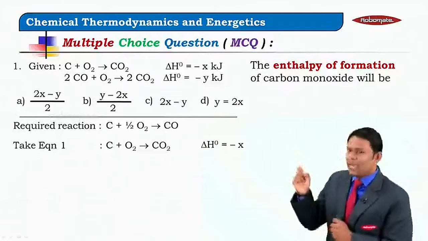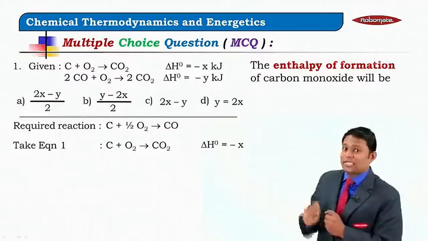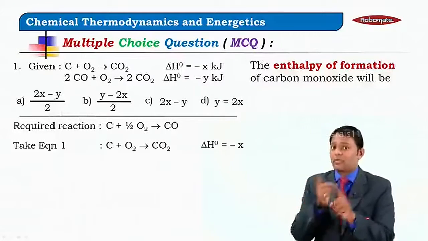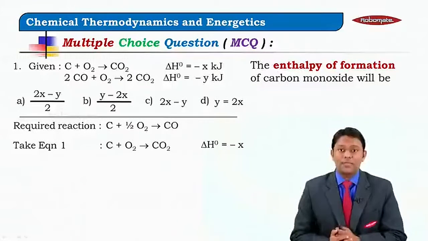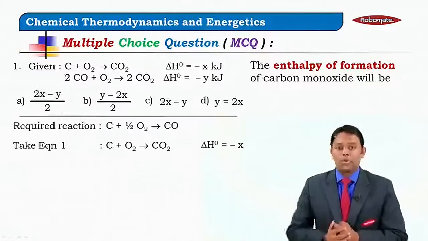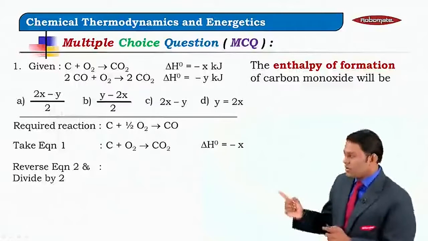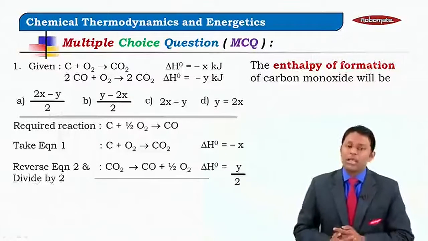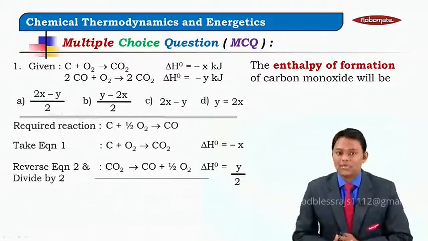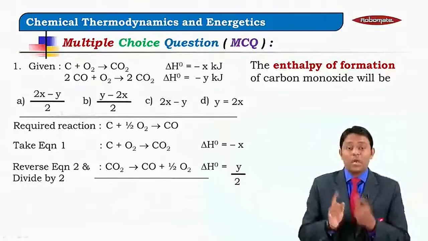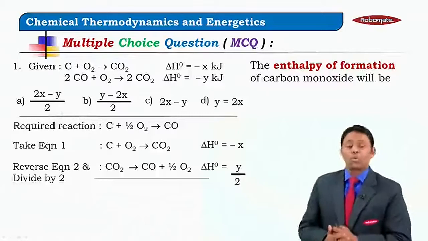If you see the second equation carefully, we want carbon monoxide on the product side, but carbon monoxide is present in the given data on the reactant side. So we have to reverse the equation, but simply reversing will not suffice. Why? Because we want only 1 carbon monoxide. That means we have to reverse and divide the equation by 2. So reversing equation 2 and dividing by 2, we get 1 mole of carbon dioxide giving you 1 mole of carbon monoxide plus half oxygen, and the delta H value will also be reversed. At the same time, it will be divided by 2. So the value becomes Y by 2.